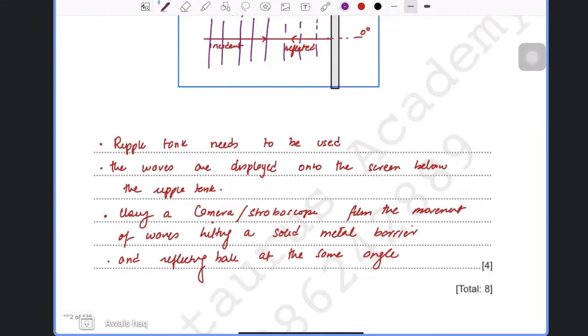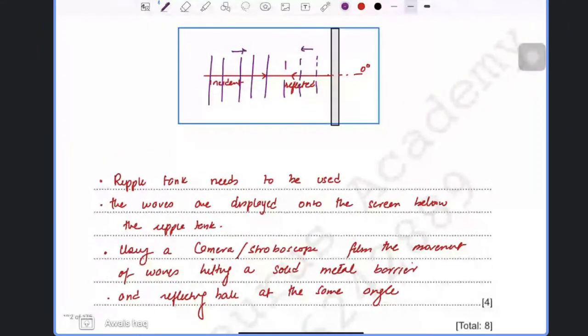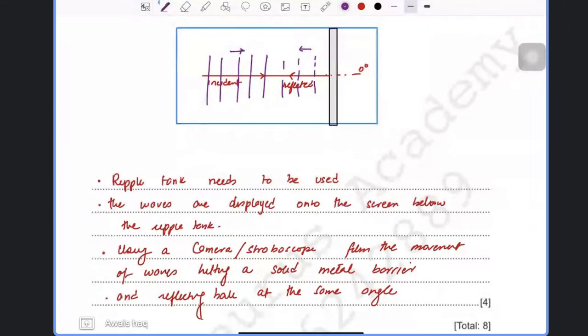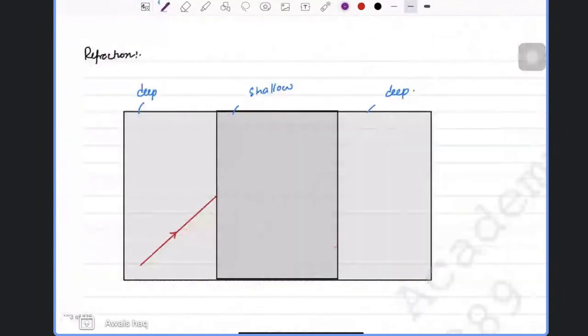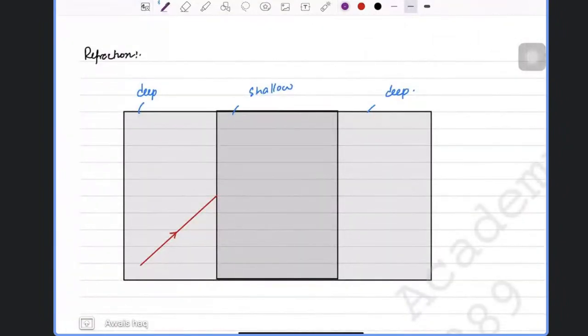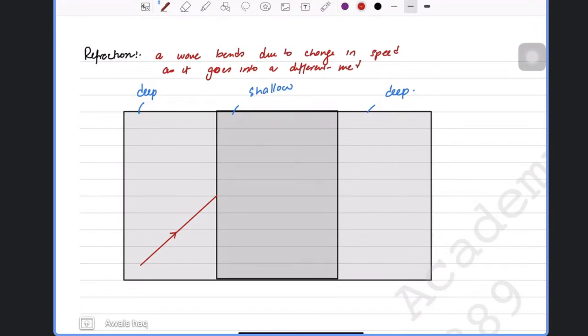Okay, so I think 2 marks will be from the diagrams, 2 marks from writing any 2 points, that would be fine. So then we're gonna go towards refraction. Refraction is basically a phenomena where a wave bends due to change in speed as it goes into a different medium. Medium means it could be dense or less dense, shallow or deep and stuff like that, right?